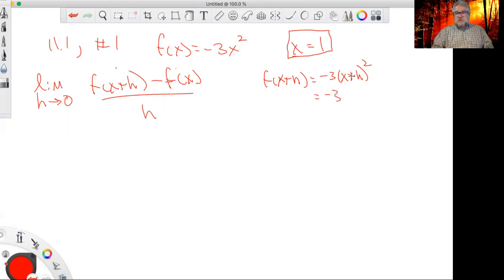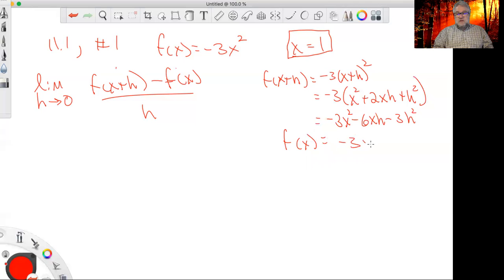So this is going to be minus 3 if you FOIL this out. So that's x plus h times x plus h, right? And you do first 2, outside 2, inside 2, last 2. If you do that, you will get x squared plus 2xh plus h squared. So if I distribute the negative 3, negative 3x squared minus 6xh minus 3h squared. Okay, and we have our other term, f of x is minus 3x squared.